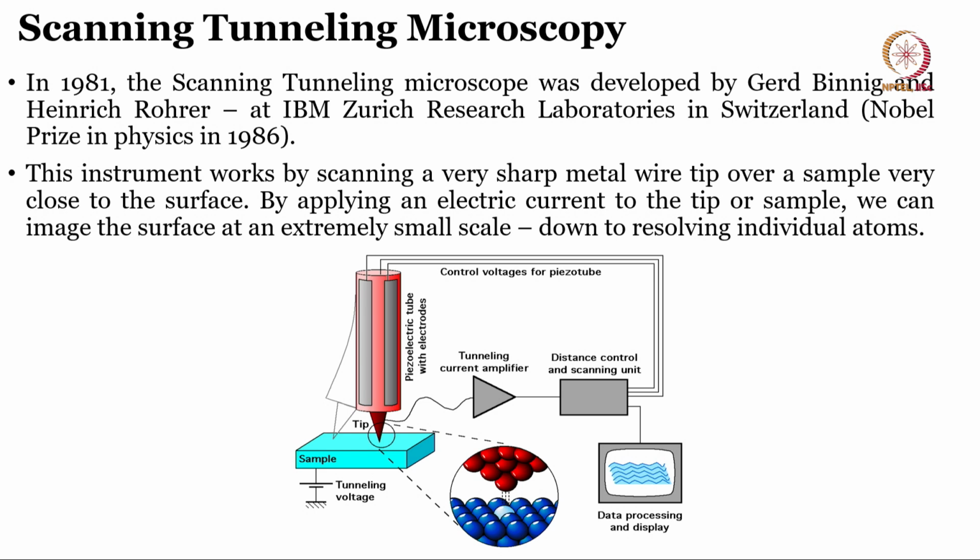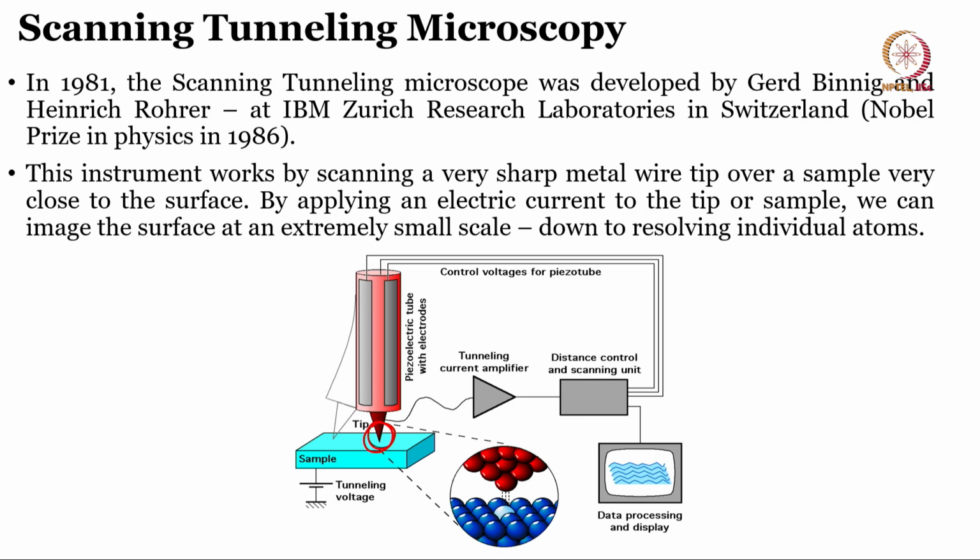So, we will see here a very sharp metal tip, over a sample, very close to the surface. It is just scanning, it is not touching, okay. There is some distance between the metal wire and the sample, and by applying electrical current to the tip, we can image the surface at an extremely small scale, down to resolving individual atoms. The advantage of this microscopy is that we can see the surface topography atom by atom, okay.